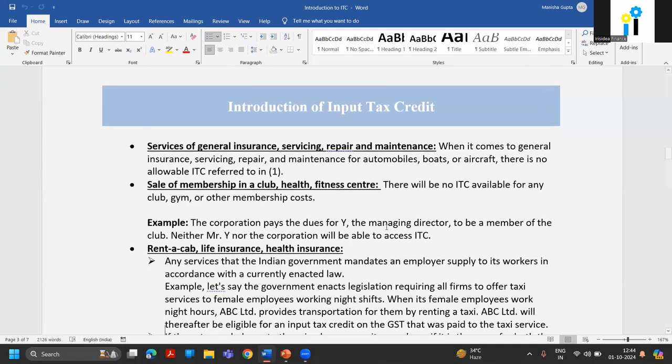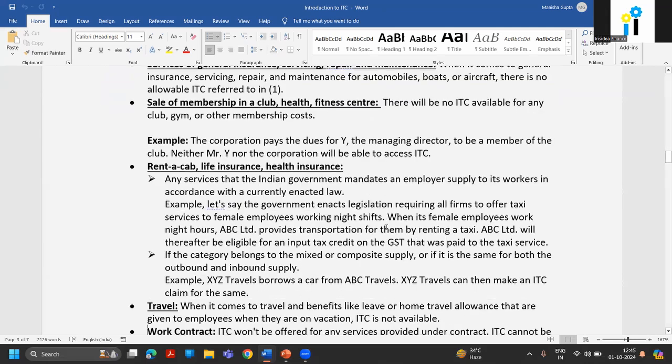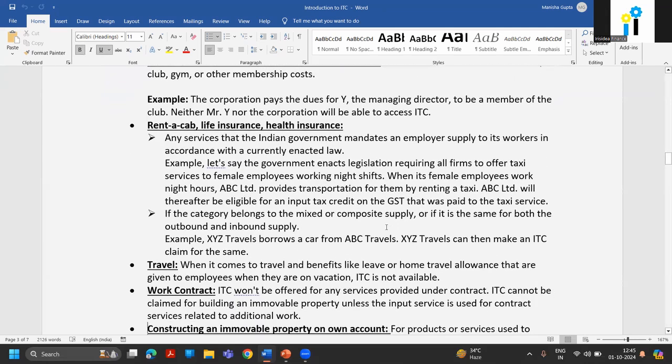For example, the corporation pays the dues for Y, the managing director, to be a member of the club. Neither Y nor the corporation will be able to claim ITC. It means the corporation has paid dues for Y, the managing director, to be a member of the club, but neither Mr. Y nor the corporation will be able to claim the ITC. Rent a car, life insurance, health insurance.